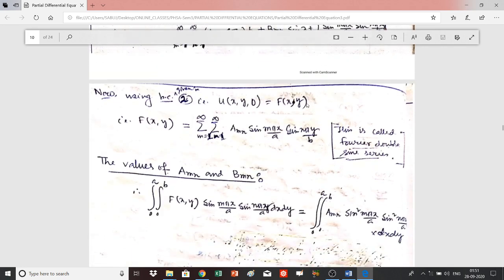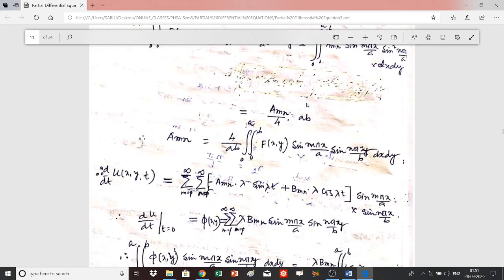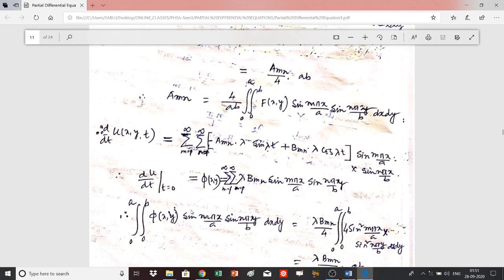So that is done here. Okay, this is there: minus A_mn lambda sin lambda t, with the multiplication of lambda, then B_mn lambda cos lambda t, and the rest part is there. And we also know that du/dt at t equal to 0 is phi(x,y). So that is equal here to phi(x,y), and that is equal to the sum for m equal to 1 to infinity, n equal to 1 to infinity.